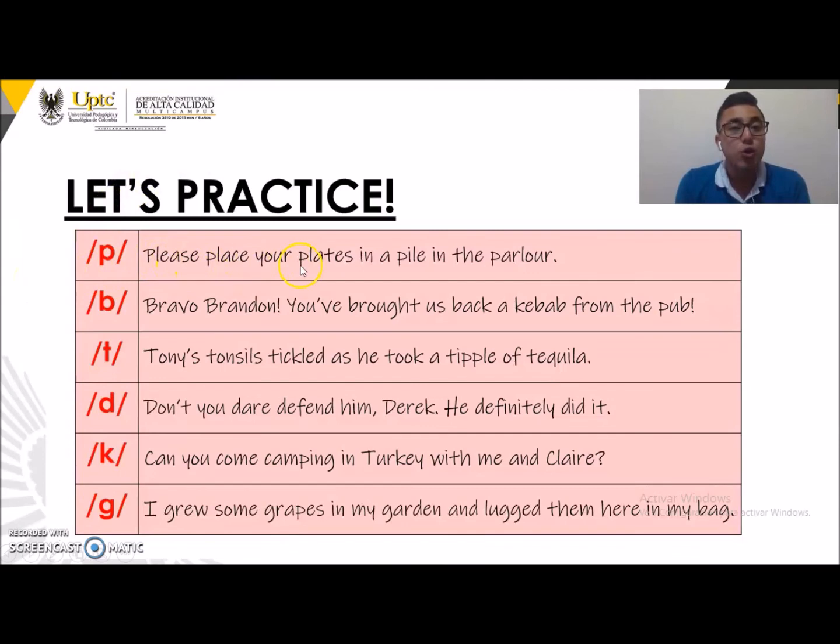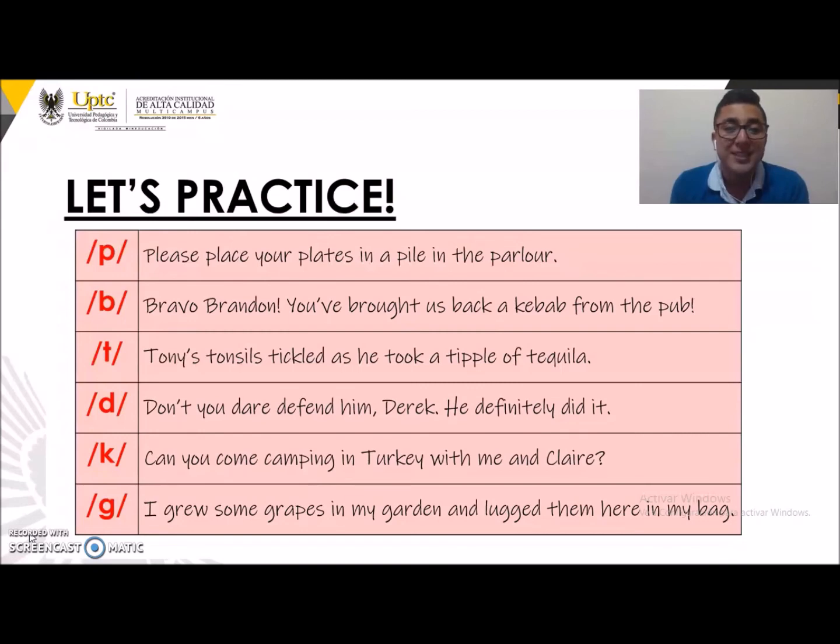Please place your plates in a pile in the parlor. Second one: Bravo Brandon, you've brought us back a kebab from the pub. Third one: Tony's tonsils tickled as he took a tipple of tequila.